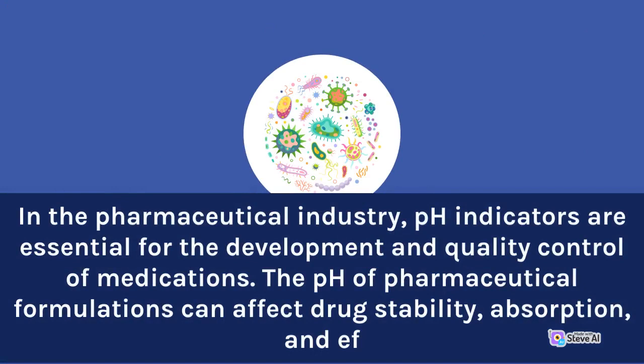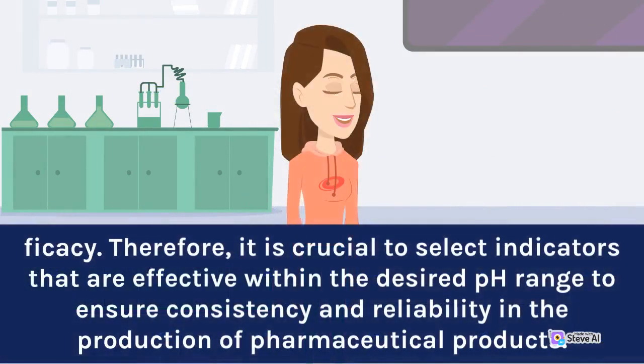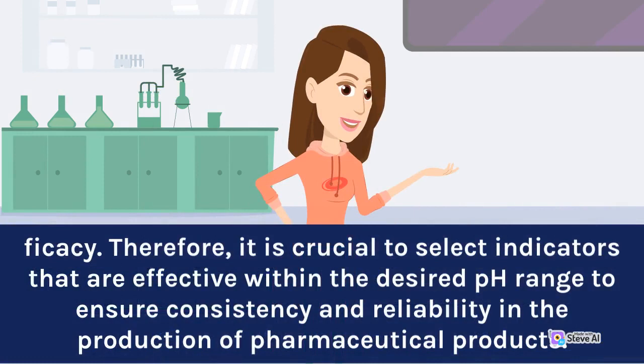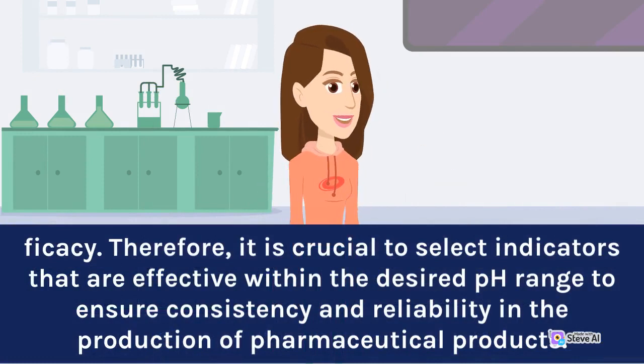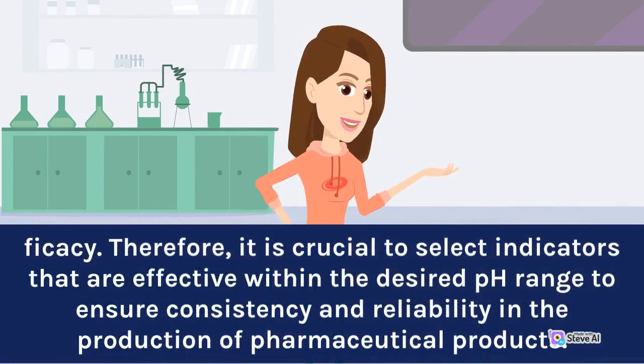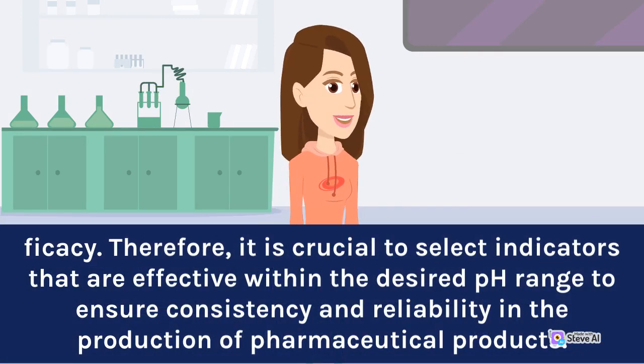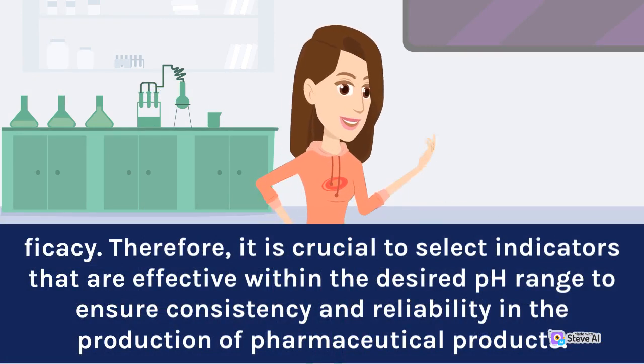In the pharmaceutical industry, pH indicators are essential for the development and quality control of medications. The pH of pharmaceutical formulations can affect drug stability, absorption, and efficacy. Therefore, it is crucial to select indicators that are effective within the desired pH range to ensure consistency and reliability in the production of pharmaceutical products.